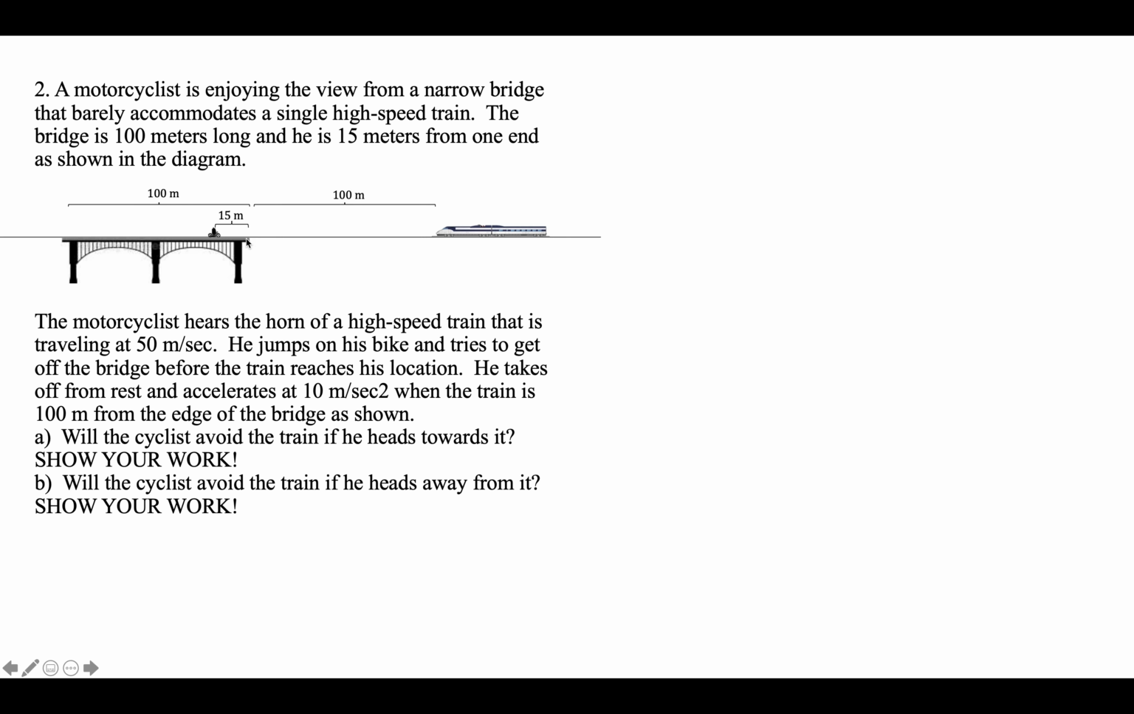The bridge is narrow, only has room for one train. A horn honks. The motorcycle's got to get off the bridge as fast as he can. He can accelerate at 10 meters per second every second. The train's going 50 meters per second. He starts when the train is 100 meters away. Will the cyclist avoid the train if he heads toward it? Part B, will the cyclist avoid the train if he heads away from it?